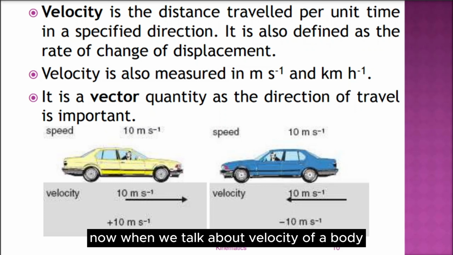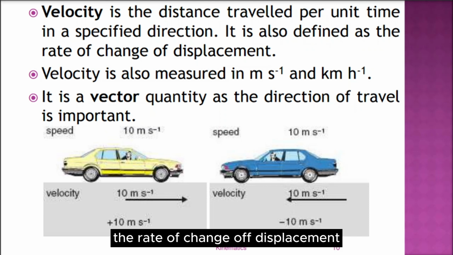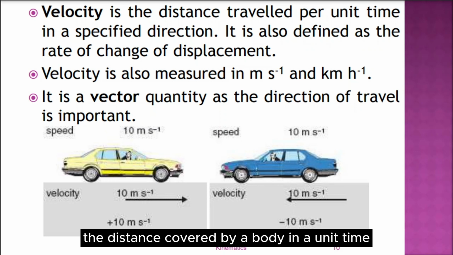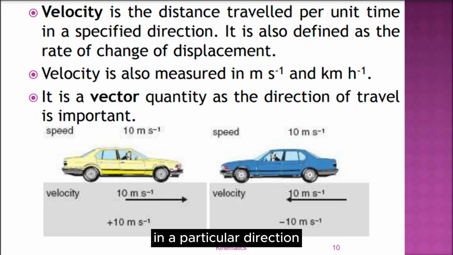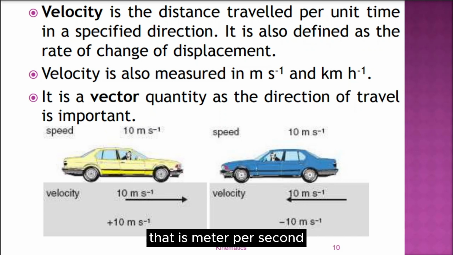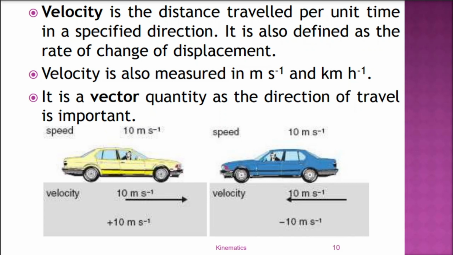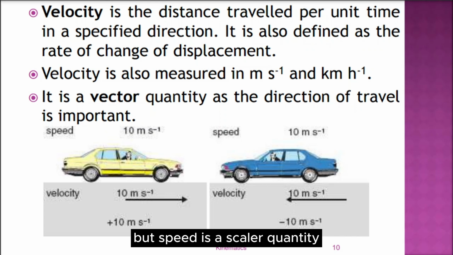Now velocity of a body is simply defined as the rate of change of displacement. It is also defined as the distance covered by a body in a unit time in a particular direction. The SI unit for velocity is also meter per second. So speed and velocity both have the same unit, but speed is a scalar quantity whereas velocity is a vector quantity.